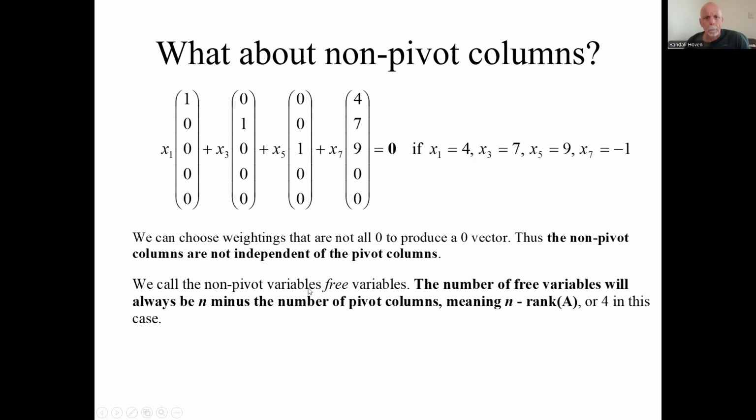We call those non-pivot variables, the ones corresponding to the non-pivot columns, the free variables, and they will always be n, the number of columns of A, minus the number of pivot columns. Meaning the number of free variables is n minus the rank of A. N is the number of columns of A, it's also the number of variables. In this case, it was 4. We had 7 total columns, only 3 pivot columns.